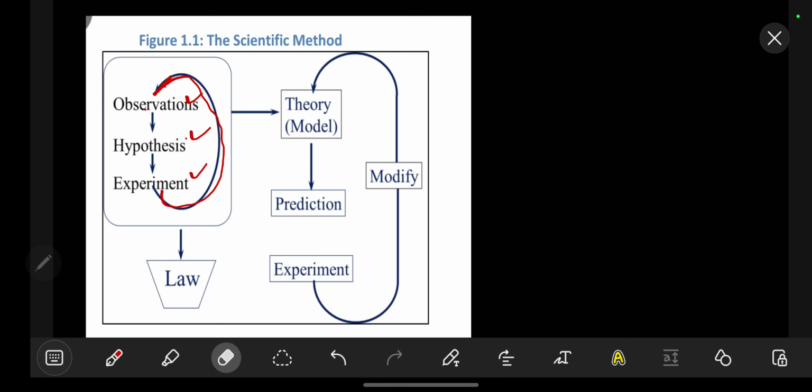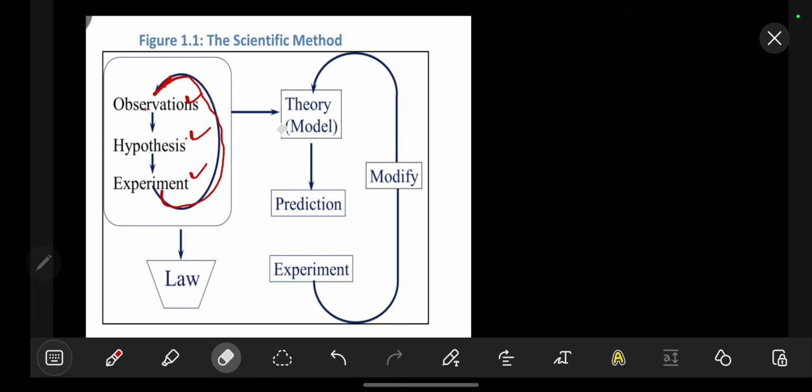Now, whenever we have such data collected, we are expected to come up with a law, which is a concise or mathematical relationship that guides two or more phenomena that are always constant under the same conditions.